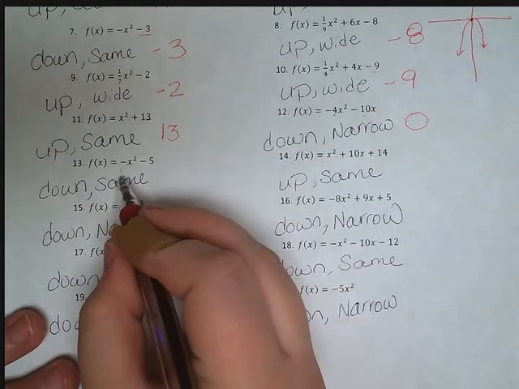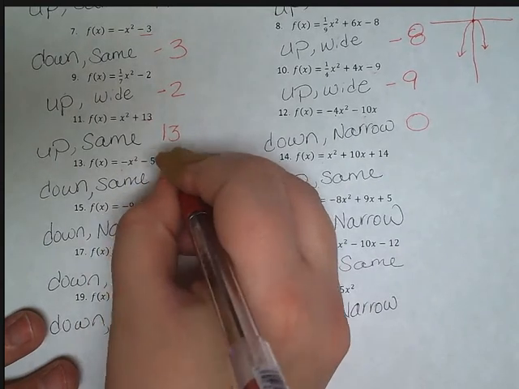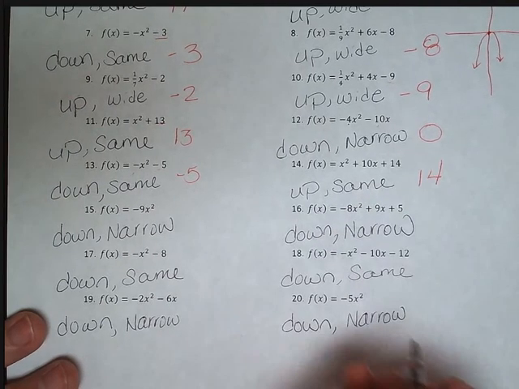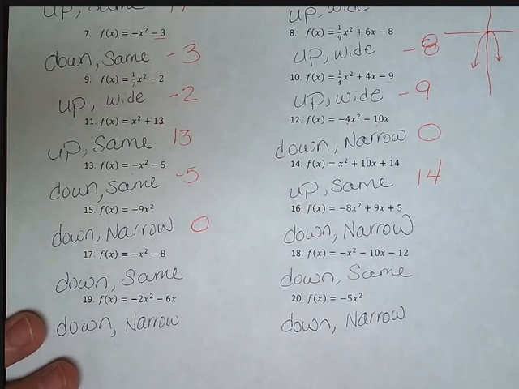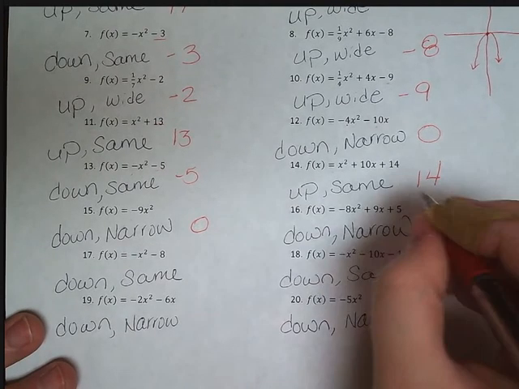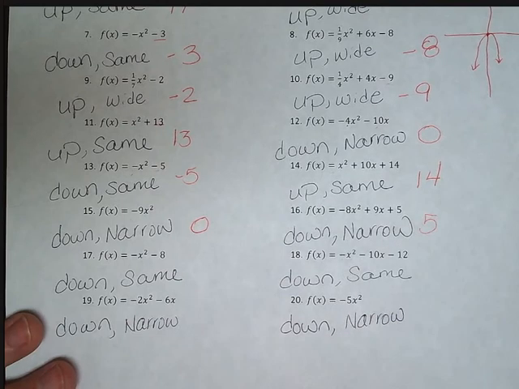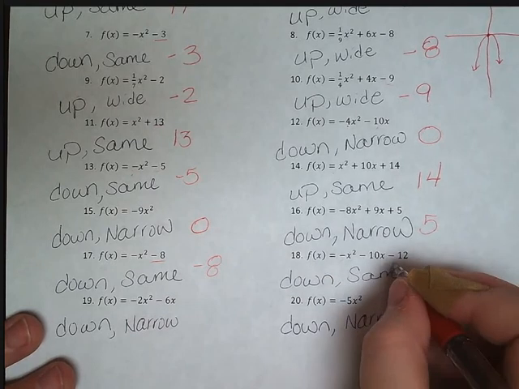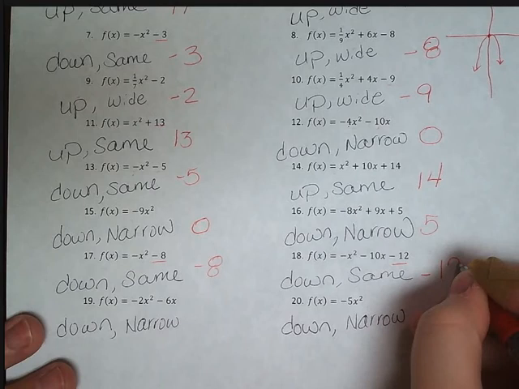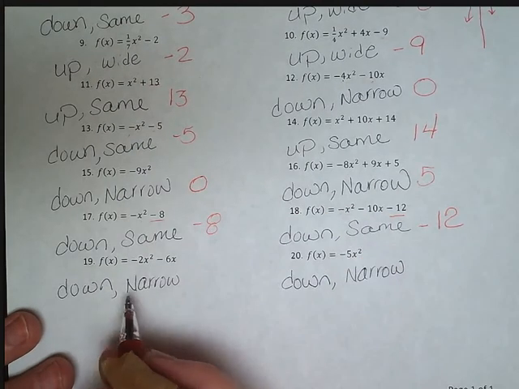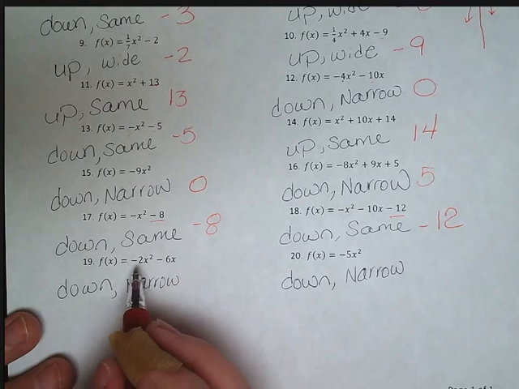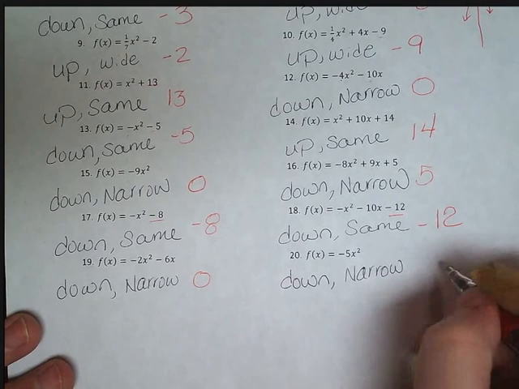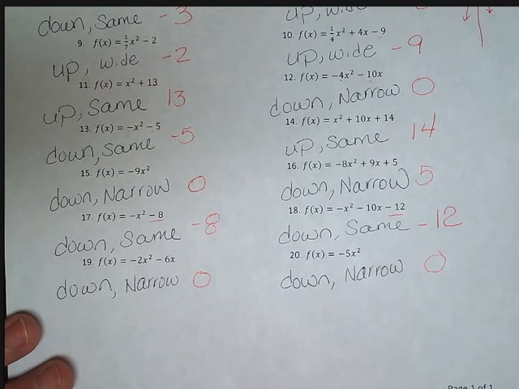Okay. All right, so let's look at 13. -5 is our y-intercept. 14 is a positive 14. 15 is a 0. 16 is a positive 5. 17 is a negative 8. 18 is a negative 12. 19 does not have a term that doesn't have an x, so that means it is a 0. And then the same thing with 20. Since it doesn't have a term without an x, it is also a 0.